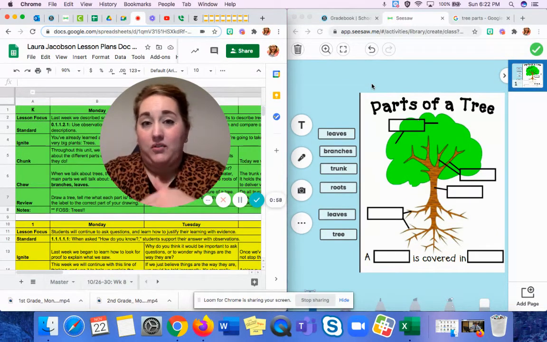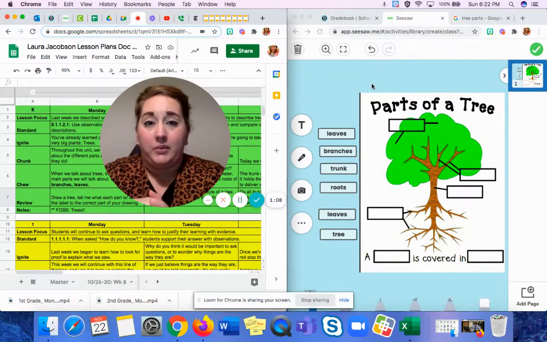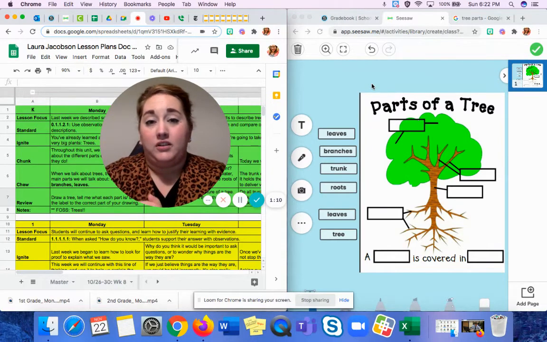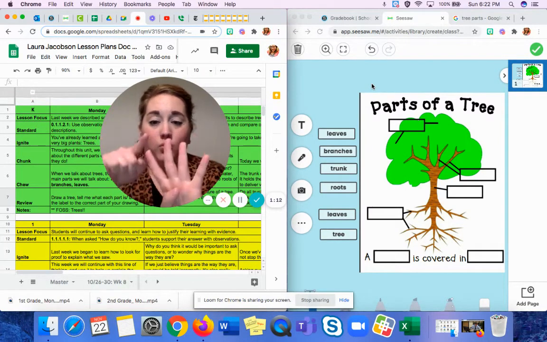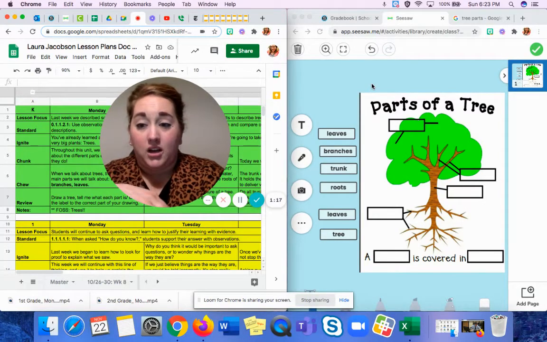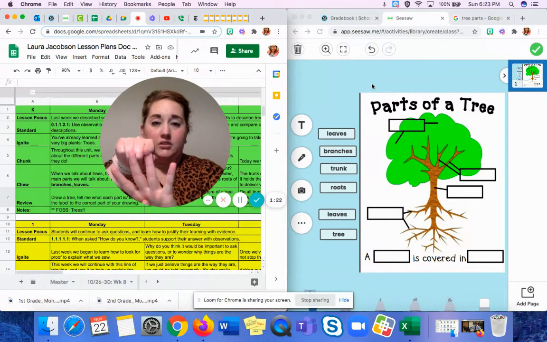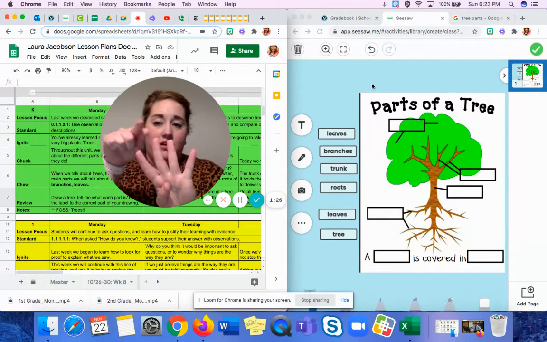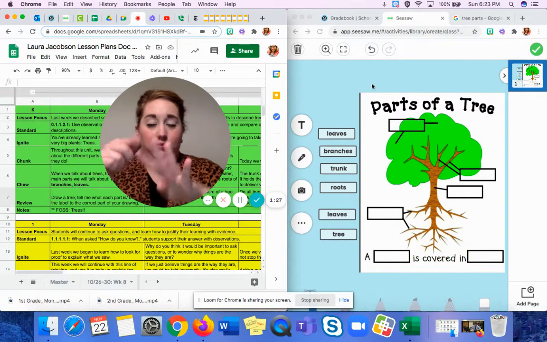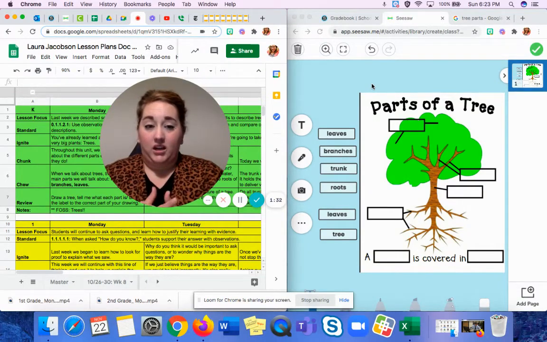Now, throughout this part of our unit, we're going to begin learning about different parts of trees and what they do. When we talk about trees, we're going to talk about the trees having 4 different main parts. Okay, 1, 2, 3, 4. And those parts are roots, a trunk, branches, and leaves. We're going to talk about what those parts do and where they are.